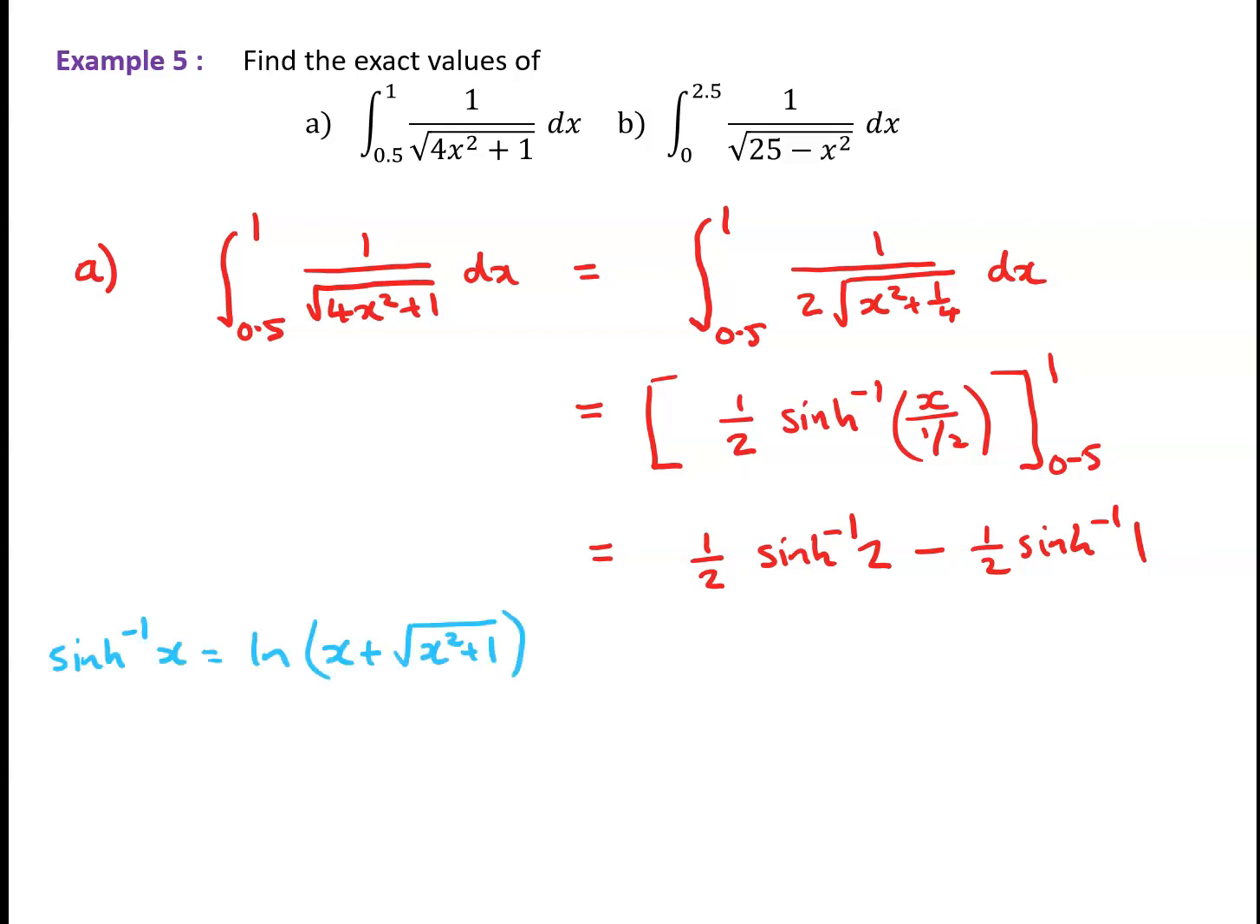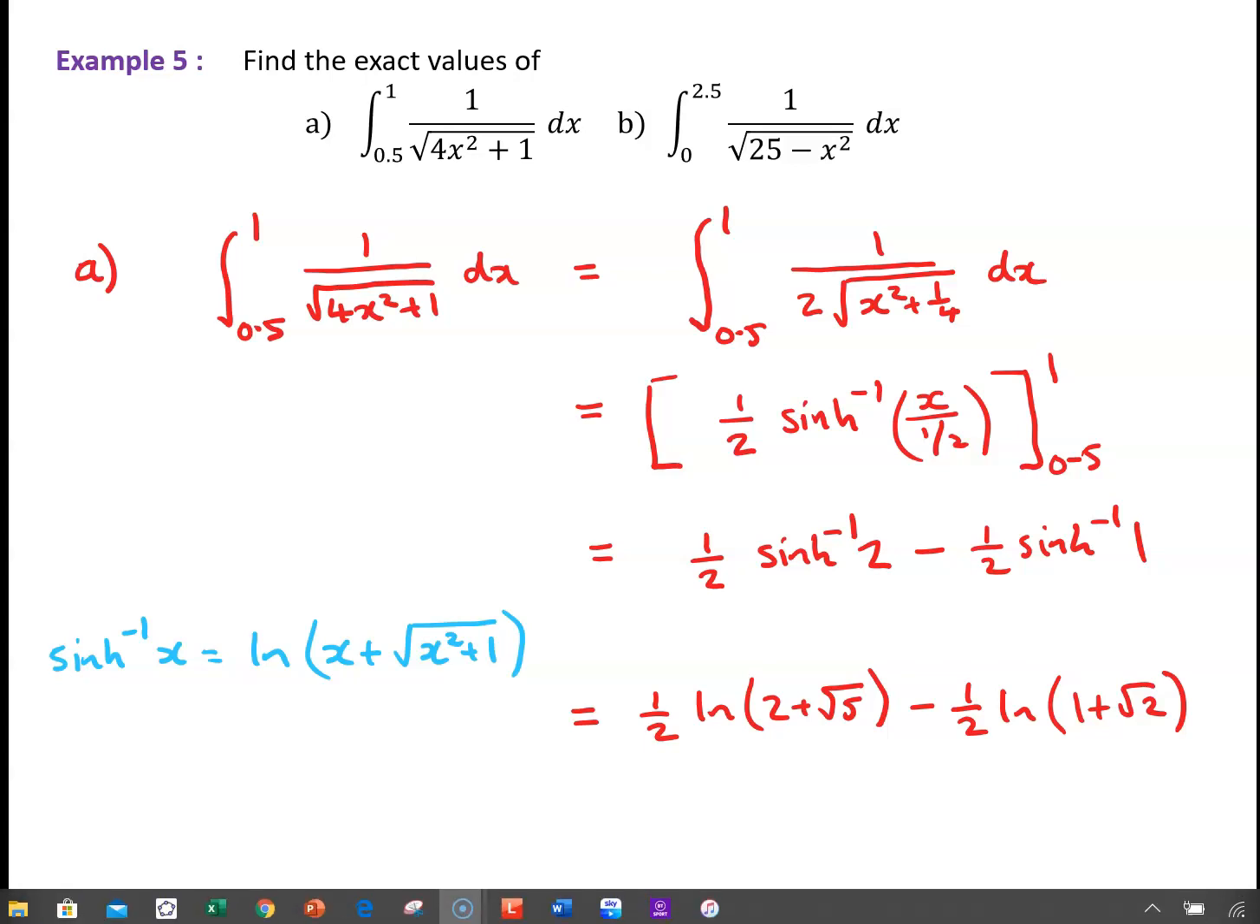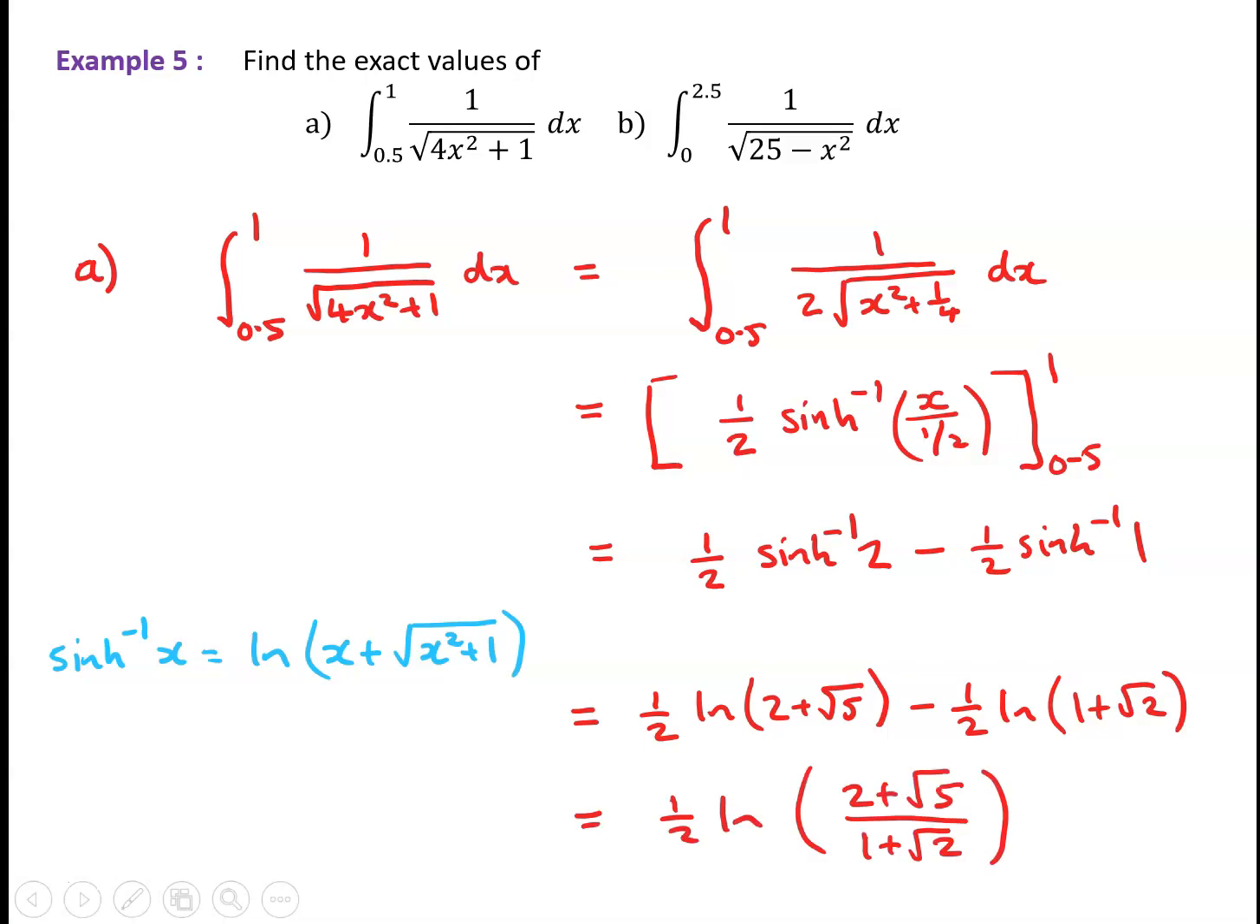Now, sinh to the minus 1 of x is the natural logarithm of x plus the square root of x squared plus 1. So sinh to the minus 1 of 2 is going to be the natural logarithm of 2 plus root 5. Sinh to the minus 1 of 1 is going to be the natural logarithm of 1 plus root 2. So we have 1/2 ln of 2 plus root 5, take away 1/2 ln of 1 plus root 2, which we can write as 1/2 ln of (2 plus root 5) over (1 plus root 2).